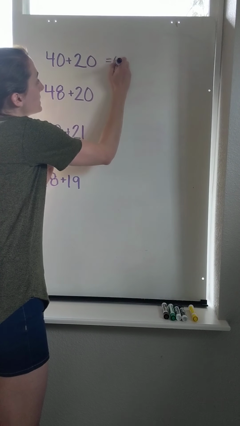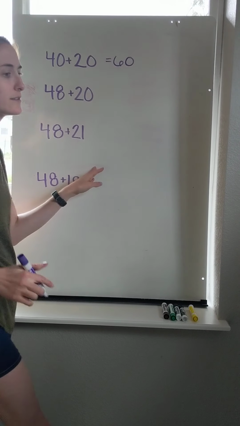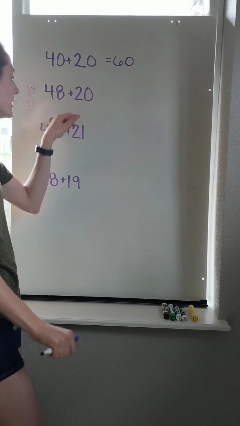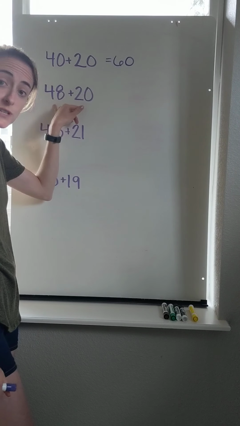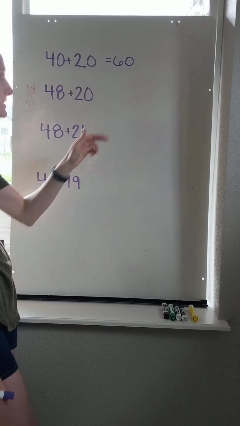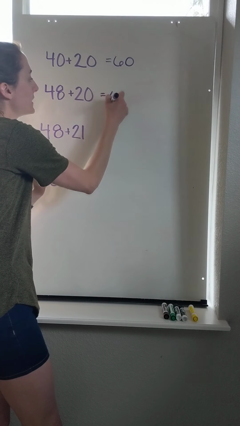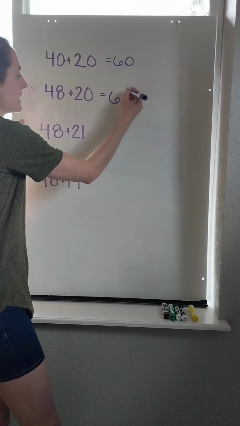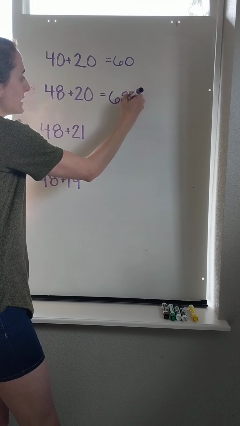So 40 plus 20 is 60, and I know a lot of you can do that really quickly in your head. Now when you come down to this, it's almost as fast in mental math because you're looking at 4 tens and 2 tens, that's 6 tens in the tens place. Then you put your ones together, making it 68.